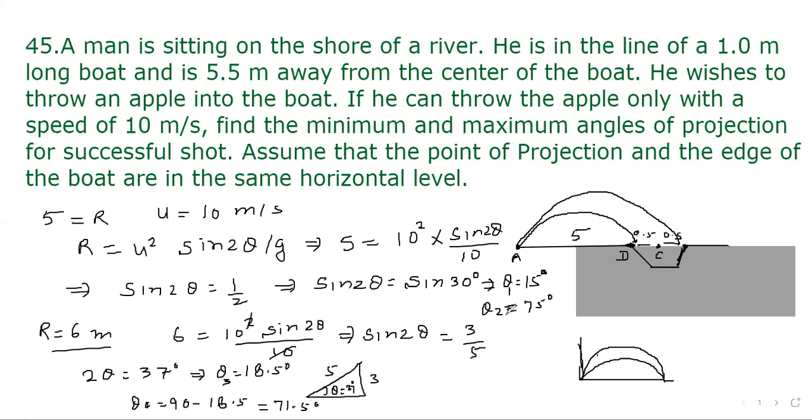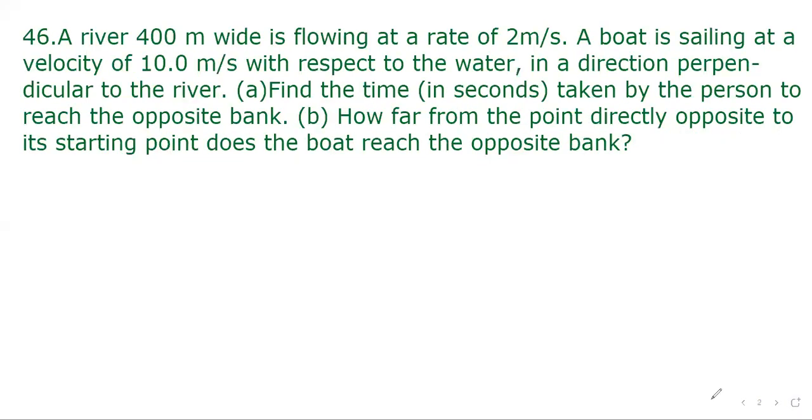Now we have got four angles: 15 degree, 75 degree, 18.5 degree, and 71.5 degree. And our question is, we have to find the least and the maximum angles. So the least angle is 15 degree and the maximum angle will be 75 degree. Now let's go to the next question.